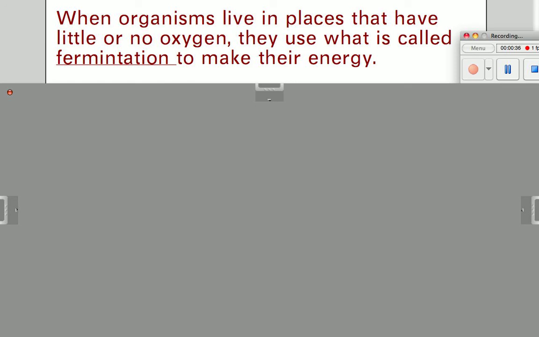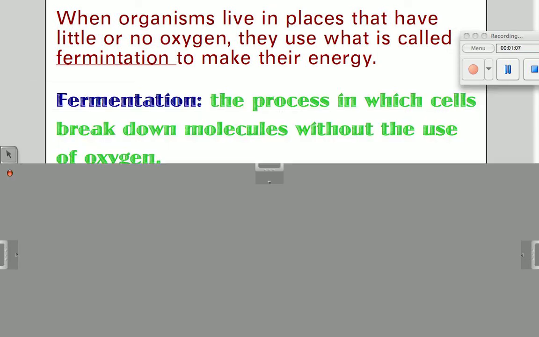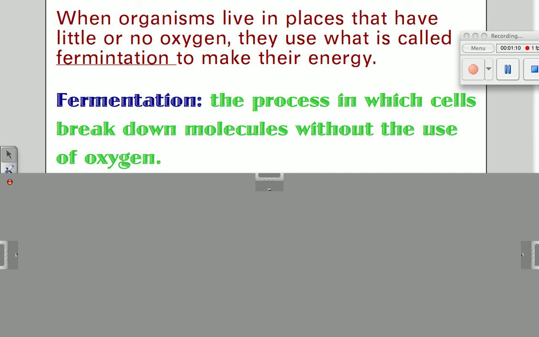So they need a way to produce energy because they're animals. Okay, they're not a plant where they produce their own energy. They're animals. So they need a way to produce energy with little or no oxygen. And the process that they use is called fermentation. And fermentation is when your animal cells are still able to produce energy, but it's without any oxygen, or it's with little oxygen. Okay, so the definition is right there: the process in which cells break down molecules, glucose, without any oxygen.